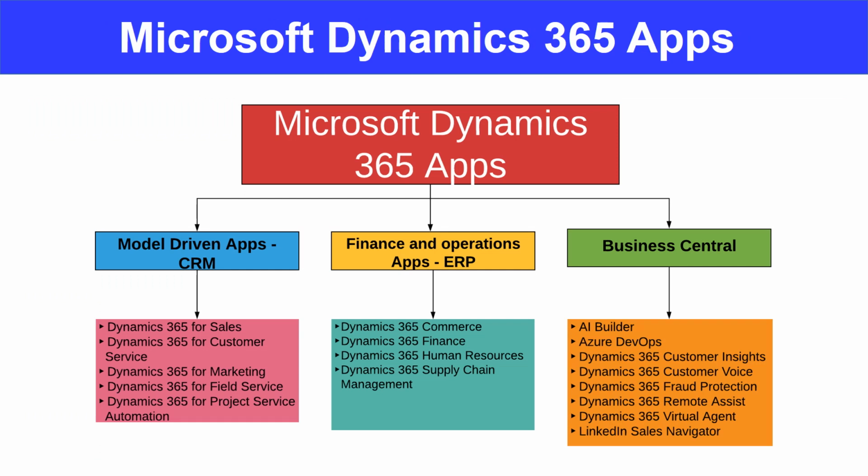So friends, let's begin with the Dynamics 365 CRM. As we can see, it has three major elements: Model-driven apps, which is also called CRM, Finance and Operations Apps or ERP, and then Business Central apps. First, model-driven apps. These Dynamics 365 apps are derived from CRM. These Dynamics apps are model-driven apps built on the Microsoft Dataverse platform.